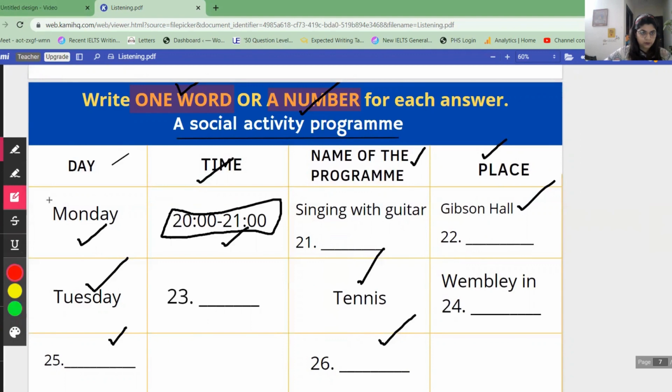Yeah, that would be great. So, let's see. What are they doing tonight? Monday night? Well, they've got singing with guitar. So I went to this last week. Oh, really? Yes, it's quite good fun. Is it pretty good? Yeah.